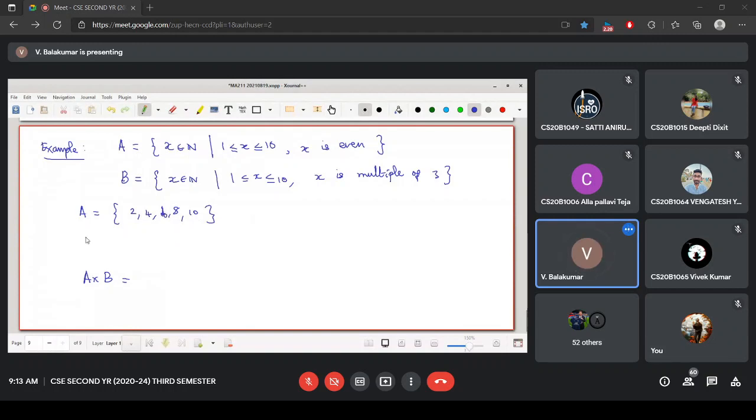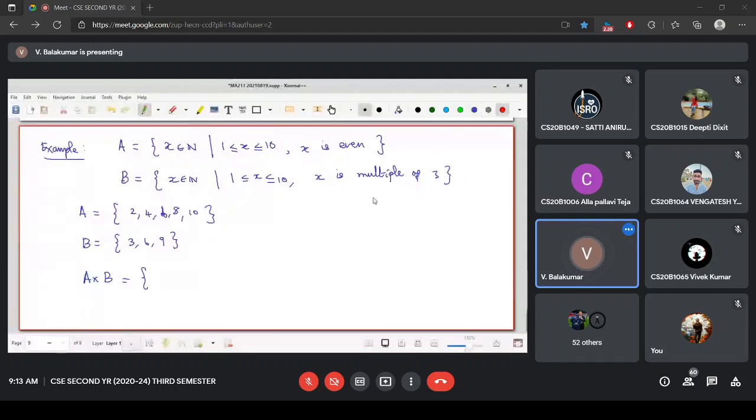And B is multiples of 3. So it is 3, 6, 9. So if you need the Cartesian product, how many elements may be there? What do you think?